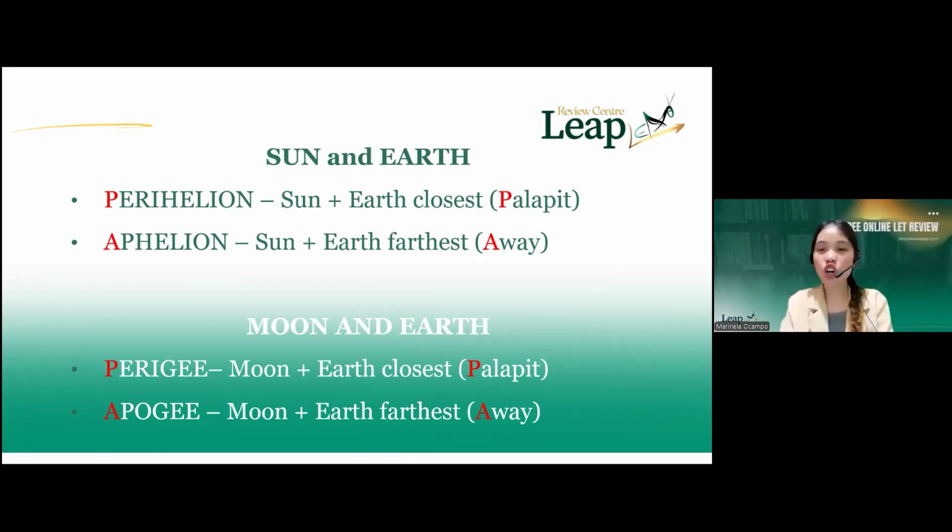Again, helion, helio, that's sun. And g is for earth, so that you cannot confuse the terms. Apogee, perigee, perihelion, and aphelion. I hope that's clear with you guys.